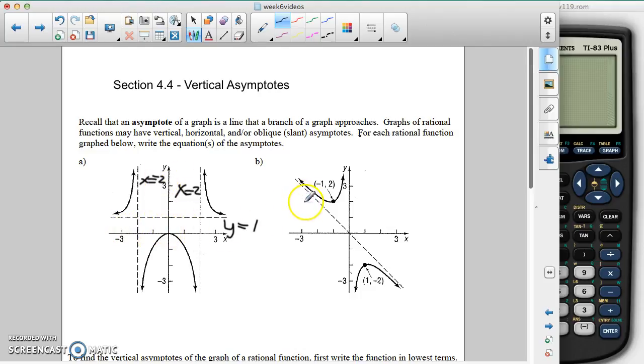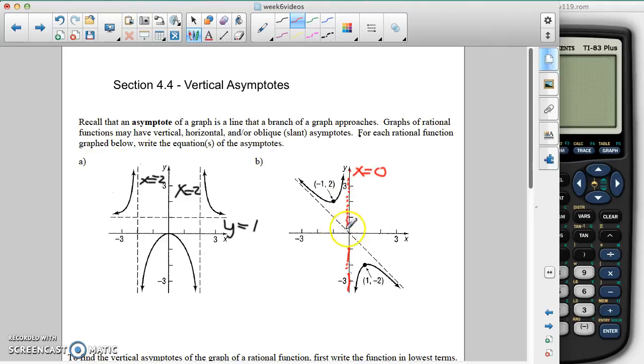Now this one has an oblique asymptote and a vertical asymptote. You can see that it has this vertical asymptote. It's not drawn in here, but it doesn't cross the x-axis or the y-axis, so that's going to be x equals 0 for that asymptote.